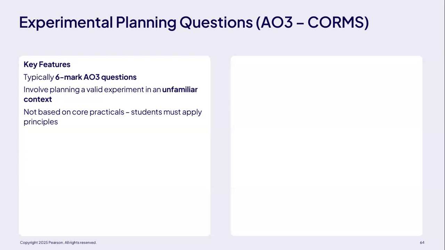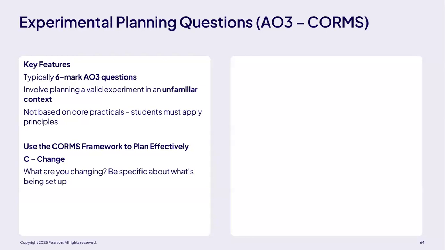So AO3 questions, very often they're the 6-mark question. They involve planning an experiment in an unfamiliar context. They're not based directly on core practicals. They require students to apply principles. And if students are familiar with CORMS, they can use that to plan effectively.